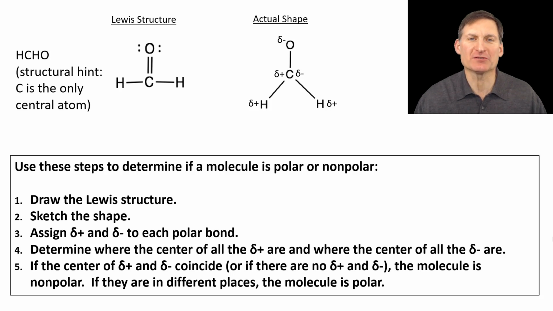Let's first consider the centers of negative. We have one negative here on the carbon and one here on the oxygen. So the center of those two negatives is between those two atoms, where you now see the green negative sign.